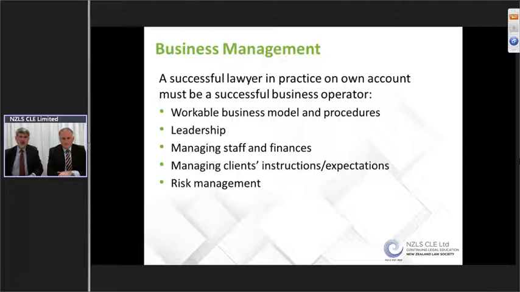Obviously, professional indemnity insurance is one aspect of that, but that really is a safety net. You need to be looking at procedures within your office that will prevent business risk or regulatory misfortune descending on you.